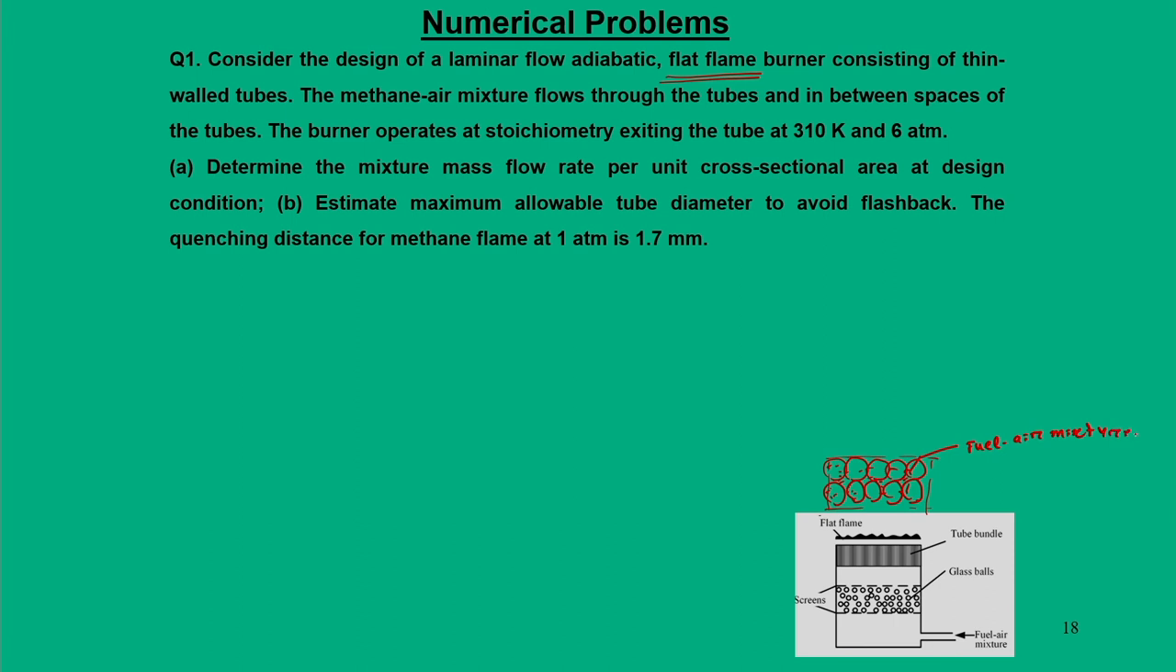So the question is, here we need to find the diameter of the tube. This is the diameter of each tube; we require the diameter of this tube so that we can have a flat flame, and the condition is that we have a laminar adiabatic flame, and the burner operates at stoichiometry at 310 Kelvin and 6 atmospheres. So we are required to find two things. One is to determine the mass flow rate per unit cross-sectional area at the design conditions. Second is to estimate the allowable tube diameter to avoid flashback.